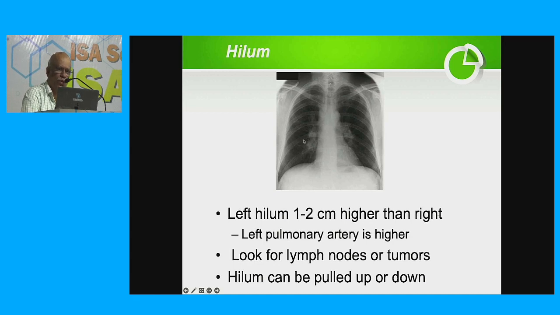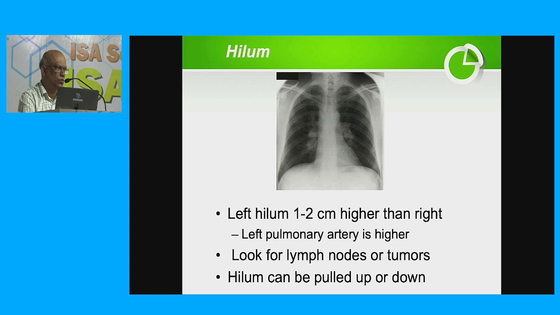Are these shadows normal or not? These hilar shadows. Normally, there are no hilar shadows. It should be clear. Only pathological ones. Look for any lymph nodes, tumors, or all those things in the hilum. Because hilar lymph nodes can enlarge in so many pathological conditions, which can have anesthetic implications also.